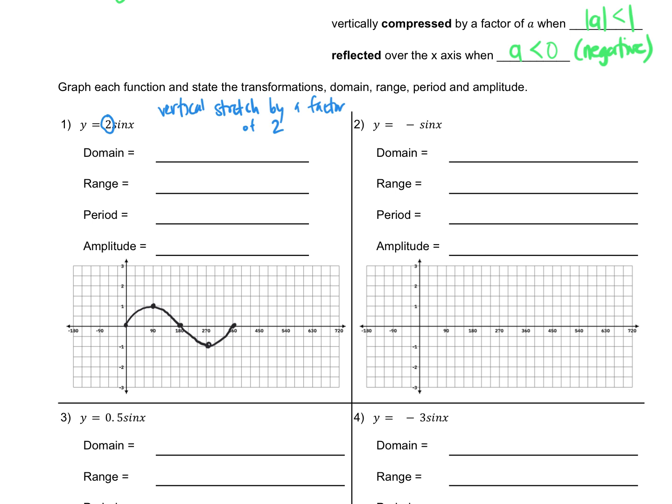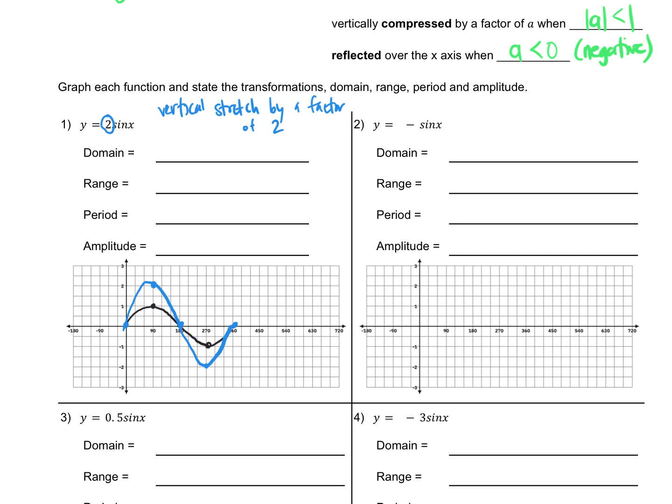Now the y coordinate of all the zeros is 0, so those aren't going anywhere. But my maximum has to be doubled. So my maximum is currently 1, it's going to be stretched to 2. And my minimum is going to be stretched down to -2. And here is our vertically stretched sinusoidal function.